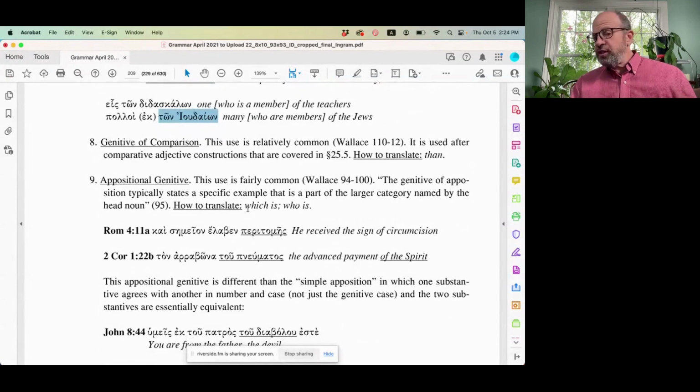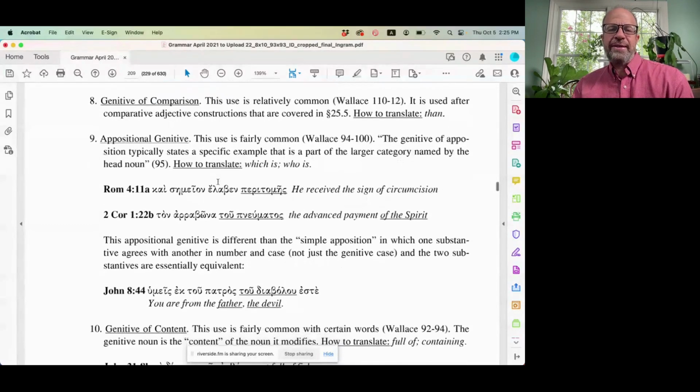The genitive is used in comparative constructions, greater than constructions. So if you have an adjective that's put into the comparative degree, better of somebody, better than somebody, you use the genitive case for that.